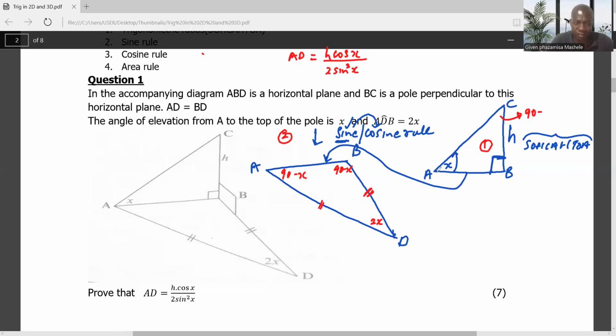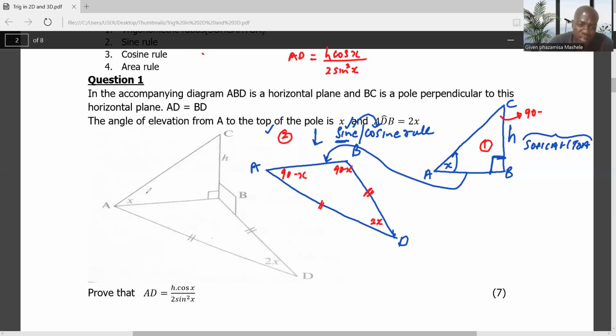It's very important. Number one, what do you want to prove? We want to prove that AD is equal to H cos X over 2 sine squared X. First, let us check where this AD is. If you look at the two triangles, AD is in the second triangle. It means you have to use this triangle.